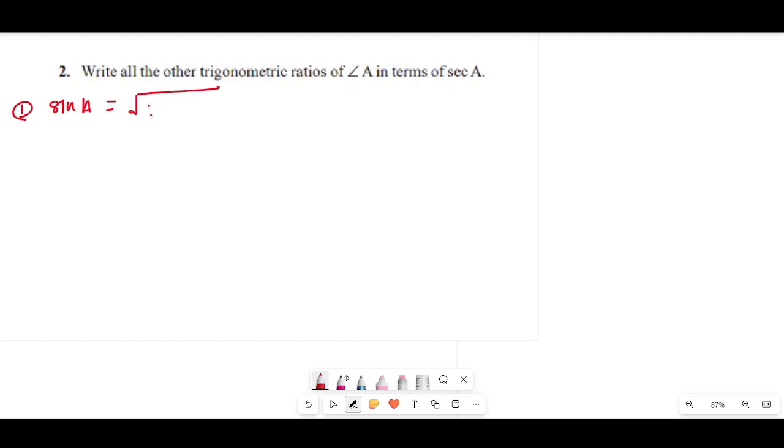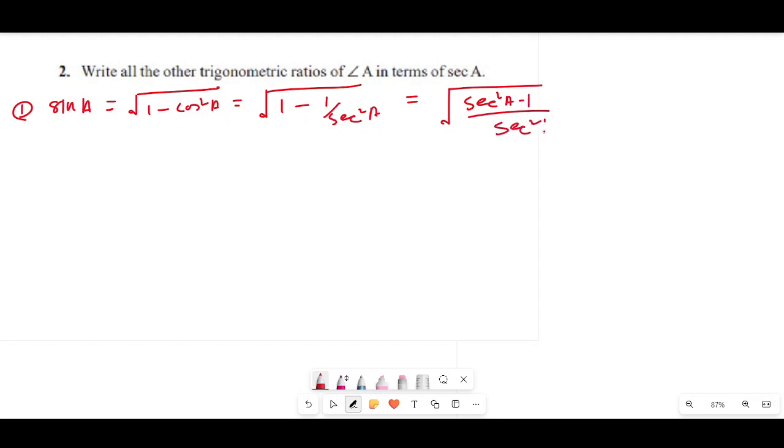the square root of 1 minus cos square A, with the help of sin square A plus cos square A equal to 1. Now we can write 1 minus 1 by sec square A, because cos A is the reciprocal of sec A. If we simplify this, then sec square A minus 1 by sec square A, then we can write the square root of sec square A minus 1 upon sec A.